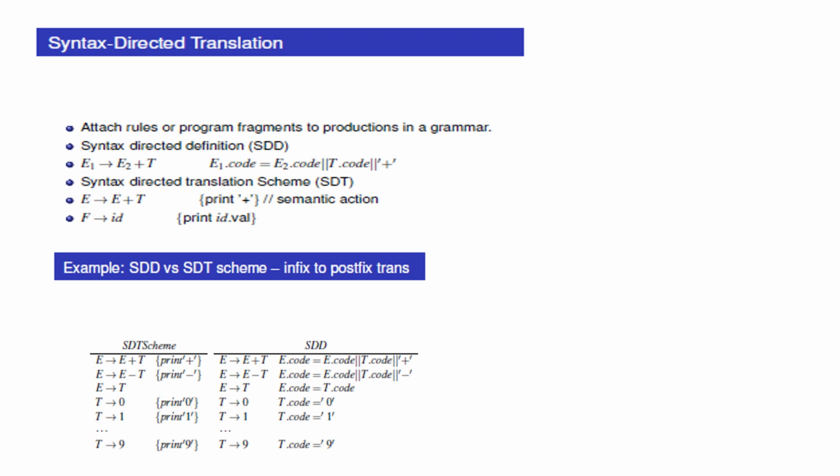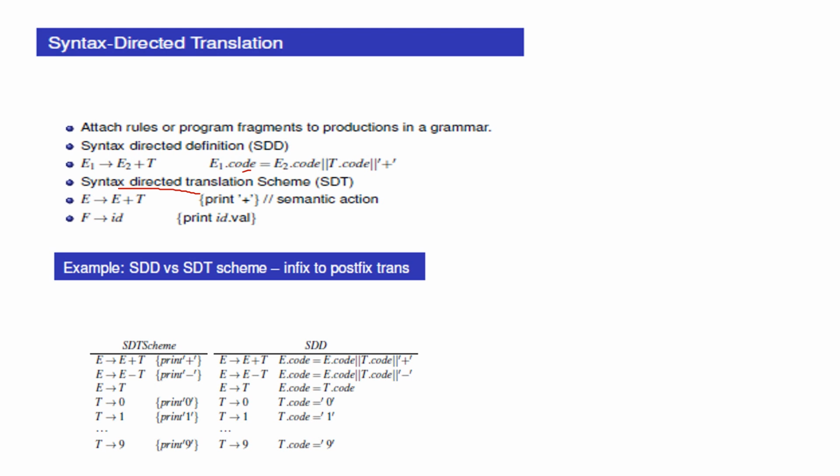What is SDT? The same thing: semantic actions, a printing action taking place. Here F tends to ID. What is our ID value? The identifier has some value, which is going to be printed. So semantic action takes place in this SDT, while in the SDD the attributes as well as the rules are given. So these are some SDD versus SDT schemes for infix to postfix translation. This is the SDT scheme and this is the SDD.